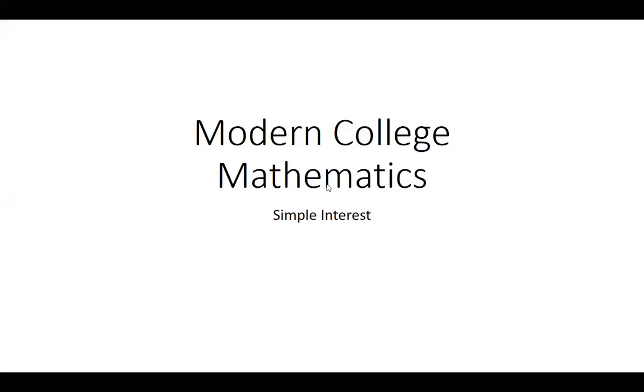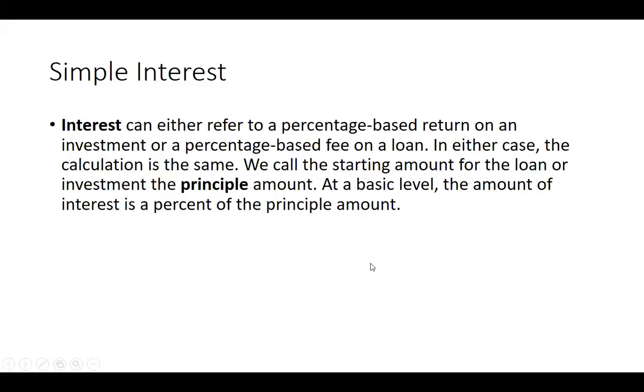Hello, everybody. We're going to go over section 3.2 today on simple interest. So interest can either refer to a percentage-based return on an investment or a percentage-based fee on a loan. In either case, the calculation is the same. We call the starting amount for the loan or investment the principal amount. At a basic level, the amount of interest is a percent of the principal amount.